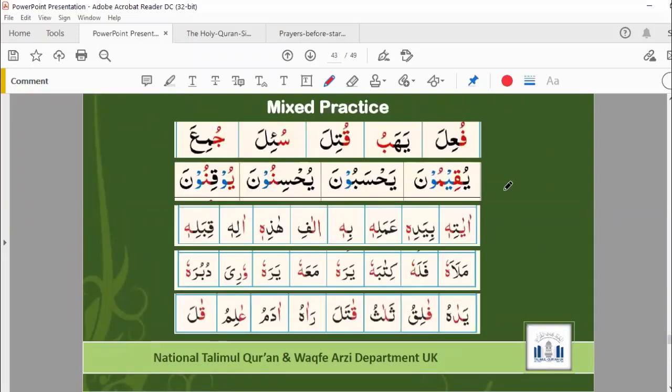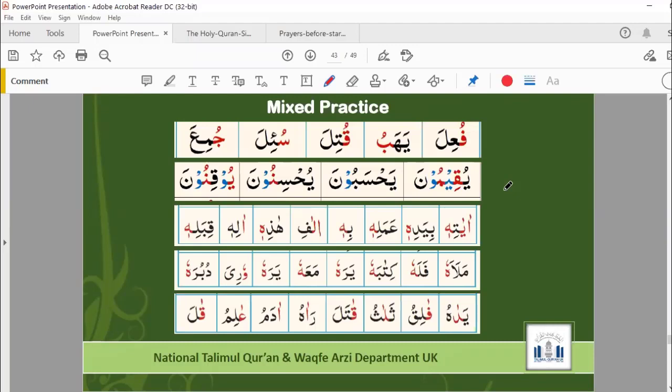Now, please, one by one, and we will do this mixed practice. Assalamu alaikum wa rahmatullahi wa barakatuh. Aman Sahab, if you allow me, I can do the practice for the first line, and then we can request others to go through. Is that okay? First, let me know what the first line represents.